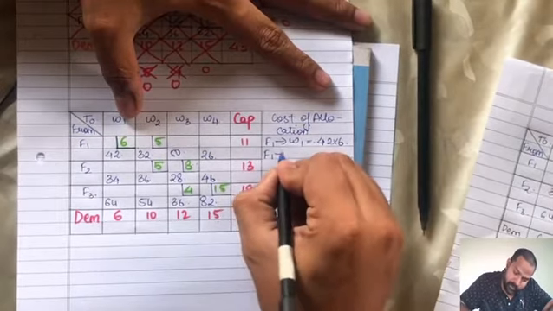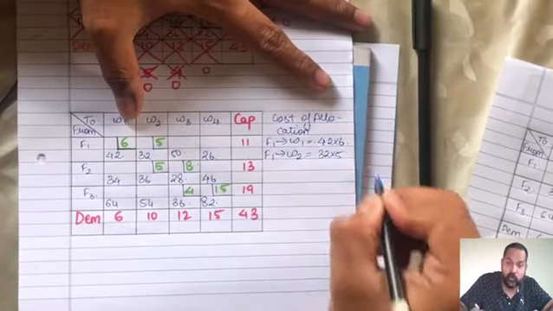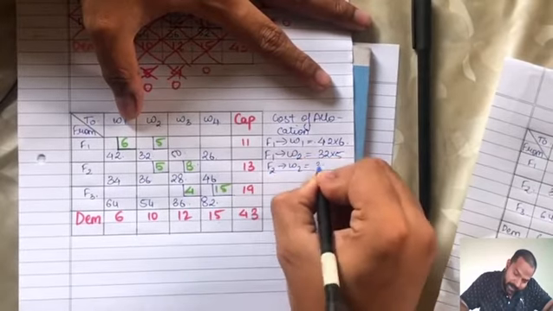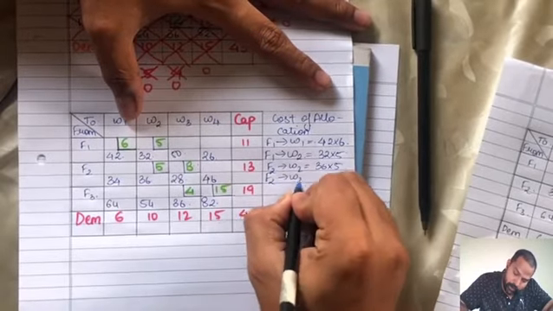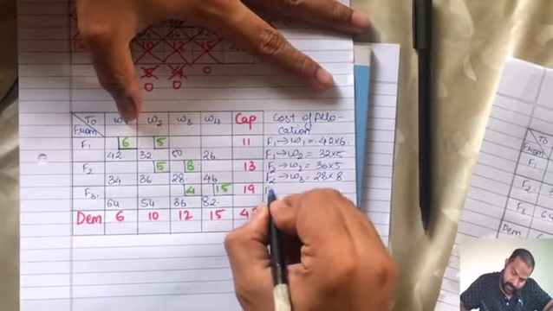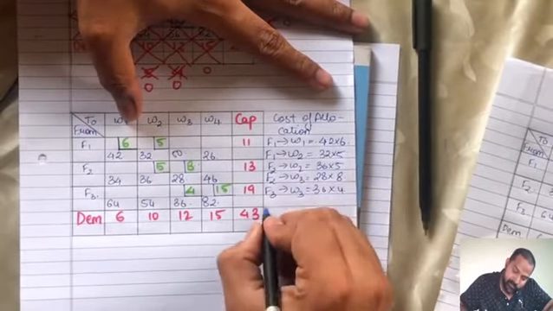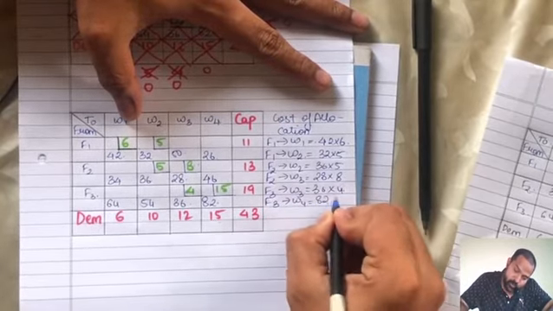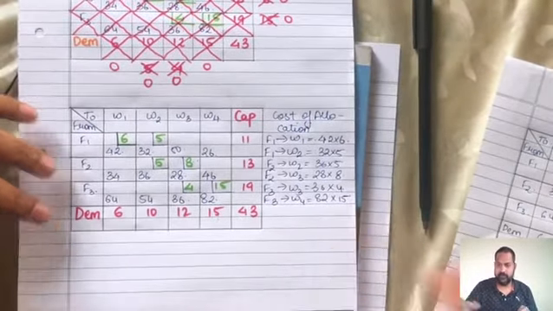Then from F1, you are transporting to W2, at 32 rupees per unit, 5 units. From F2 to W2, at 36 rupees, you are providing 5 units. From F2 to W3, at 28 rupees per unit, you are providing 8 units. And F3 to W3, at 36 rupees, you are providing 4 units. And F3 to W4, at 82 rupees, you are providing 15 units. Correct? Let's take a total.